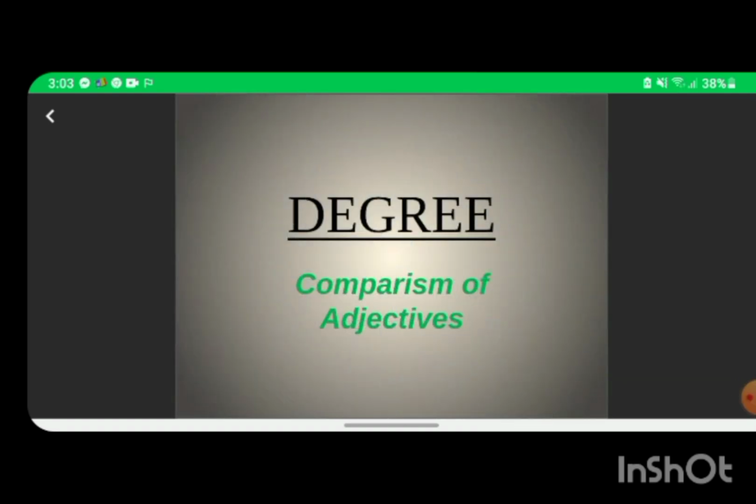Today we will discuss degree, the comparison of adjectives, changing of degree, etc. So, come to the next slide.